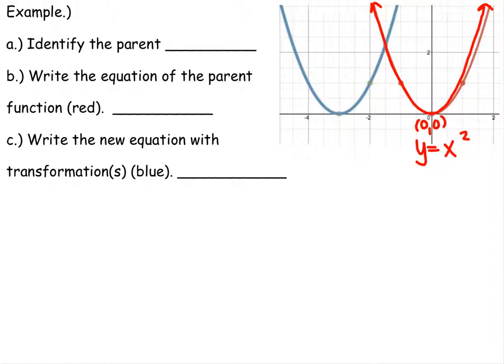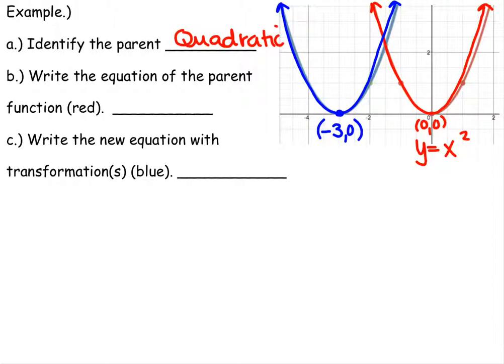And now we're picking up this blue function and moving it to the left. And let's count how many. Looks like we're going left 3 and then up 0. So, identify the parent function. The parent function is a quadratic. The parent function equation in the red here is y equals x squared.